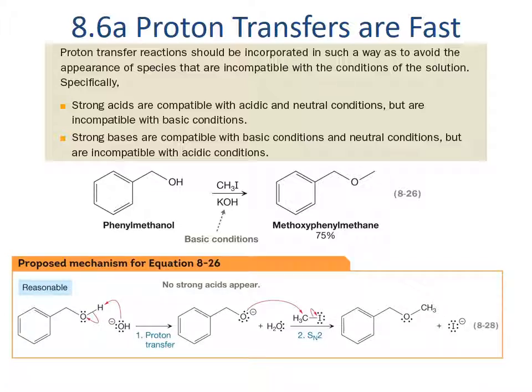Instead, we're going to deprotonate the alcohol with the strong base first. We'll have the proton transfer first, and then we'll have that serve as the nucleophile for the resulting substitution reaction. That way, when we're in base, we only see basic intermediates or neutral intermediates formed.